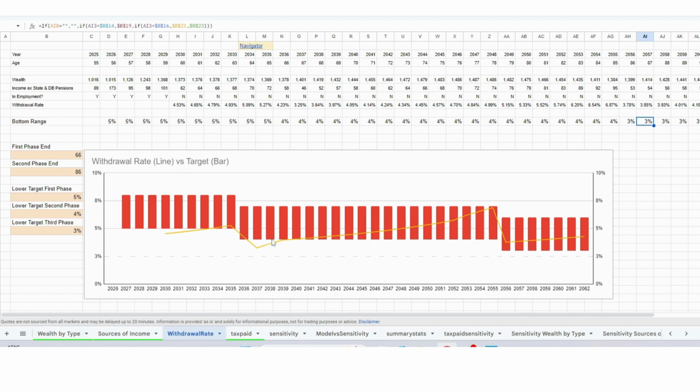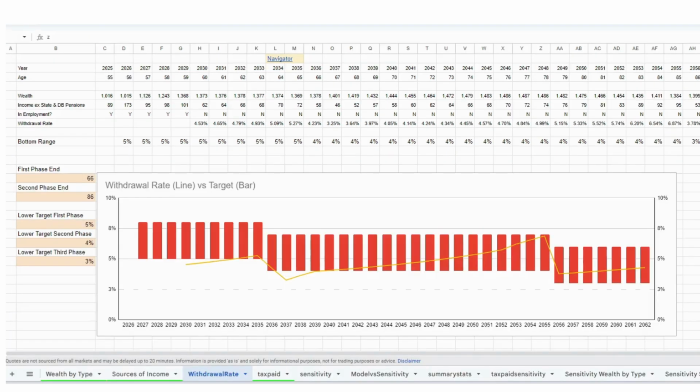And what happens, particularly here in this middle bit, is that the yellow line goes up over time because of inflation. And then when you change to a new phase of retirement, the yellow line will decline and ideally pop back into the new target band. So this is only a guide.